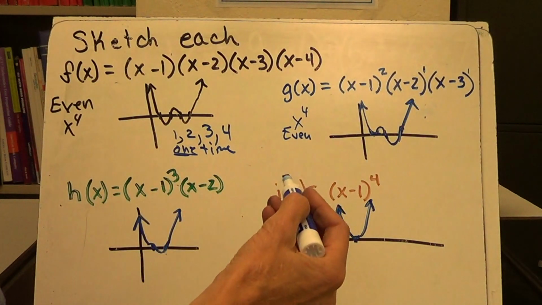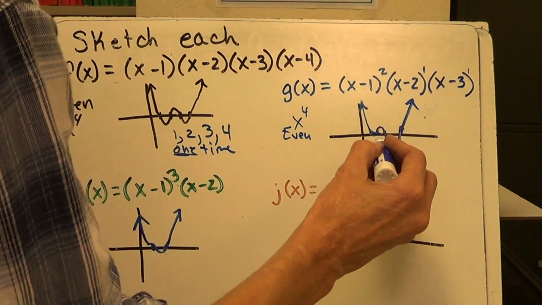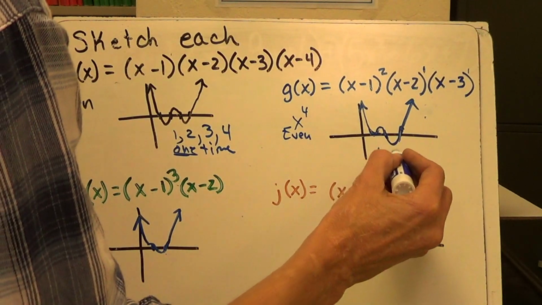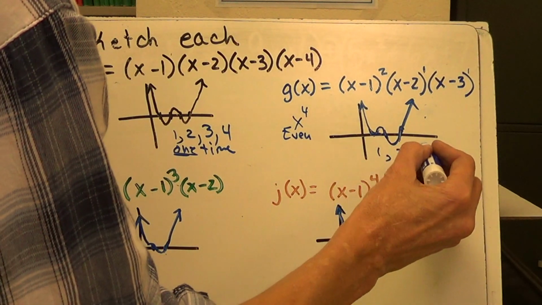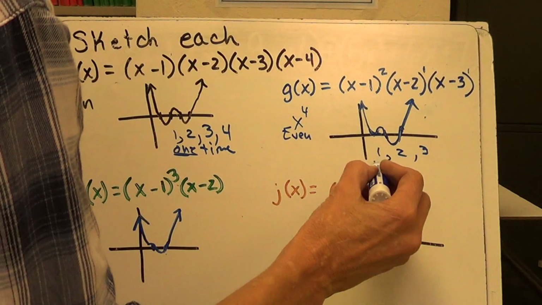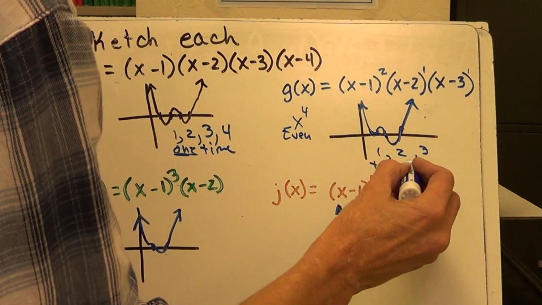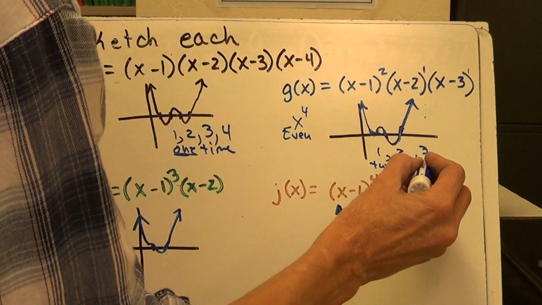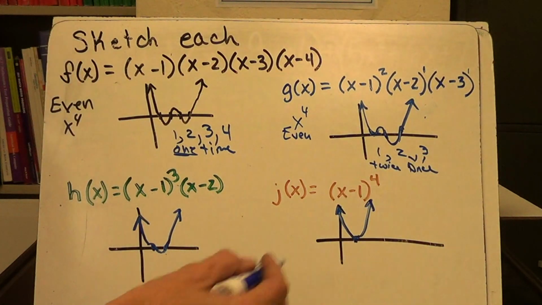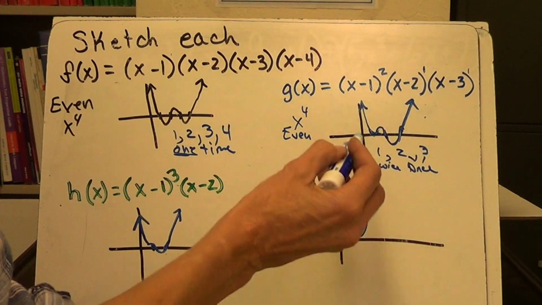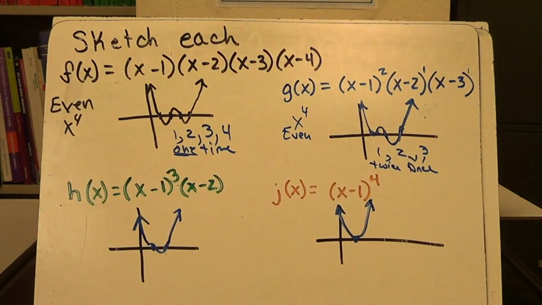On this one, I've got zeros at 1, 2, 3. Now, this one's twice. This one's once. Both of these are once. Okay? So this one means twice that it's tangent. Those mean it goes through.